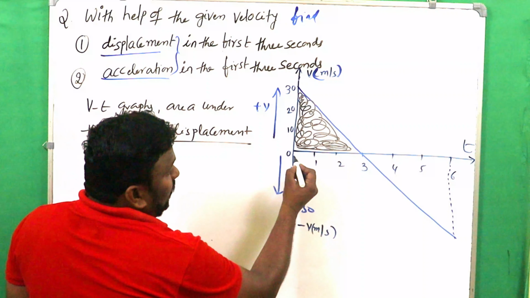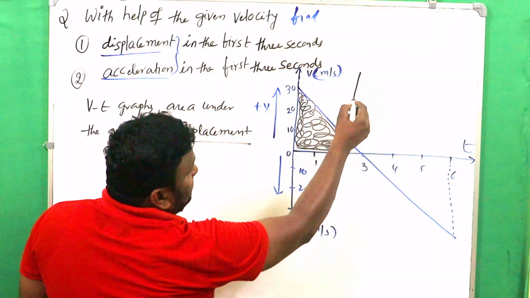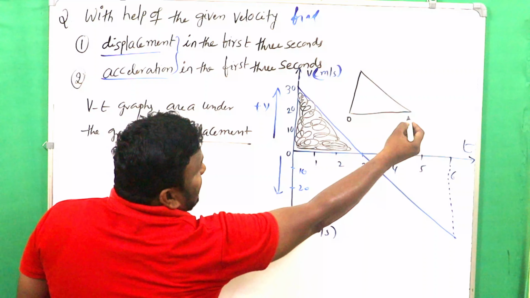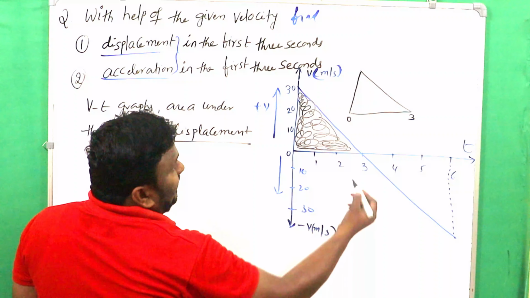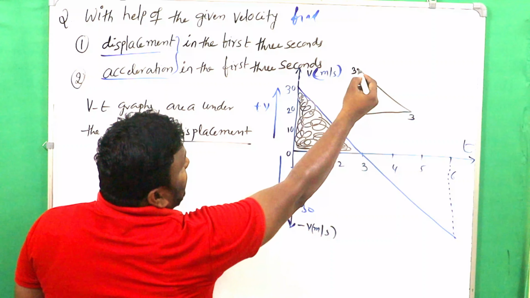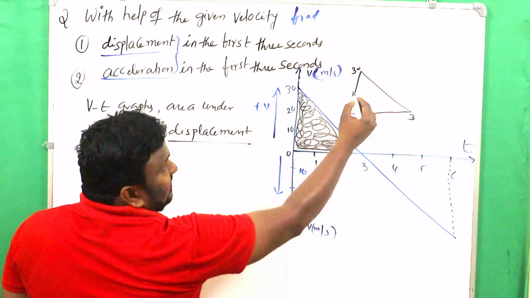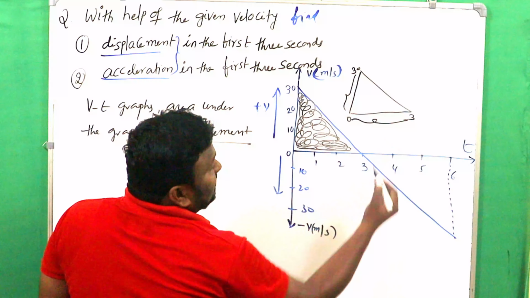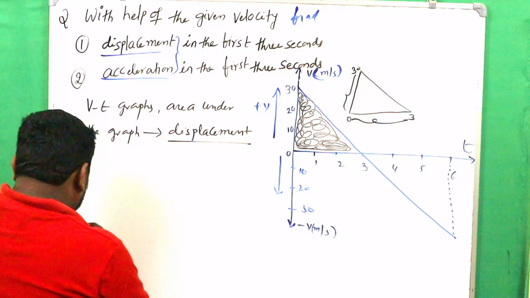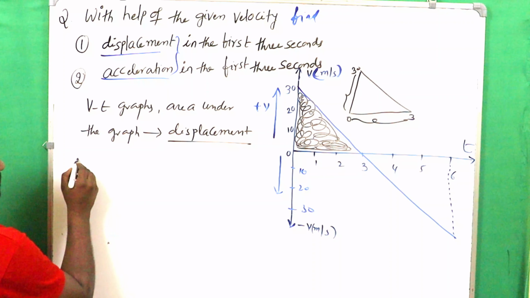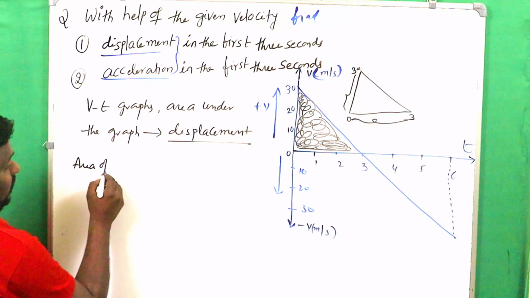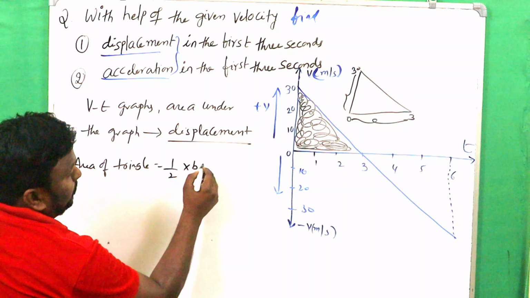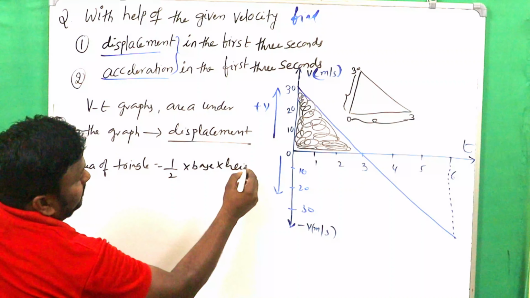Here it is like a triangle. Clear? At the time 0 seconds, and this is the 3rd second, and this is 30 meters per second. This 30 is nothing but the height, and this 0 to 3 is nothing but the base. That's why, area of a triangle, what is the formula? Half into base into height.